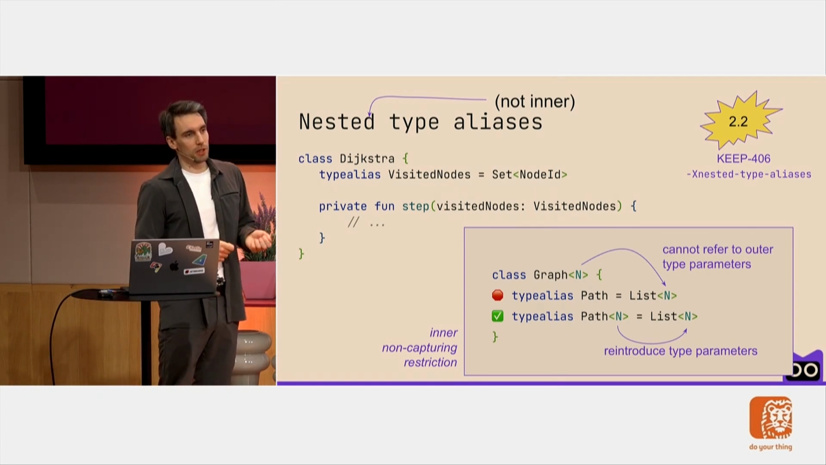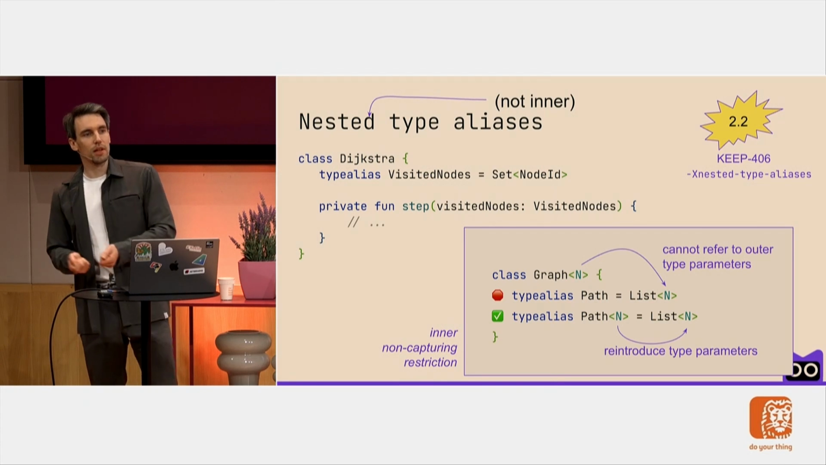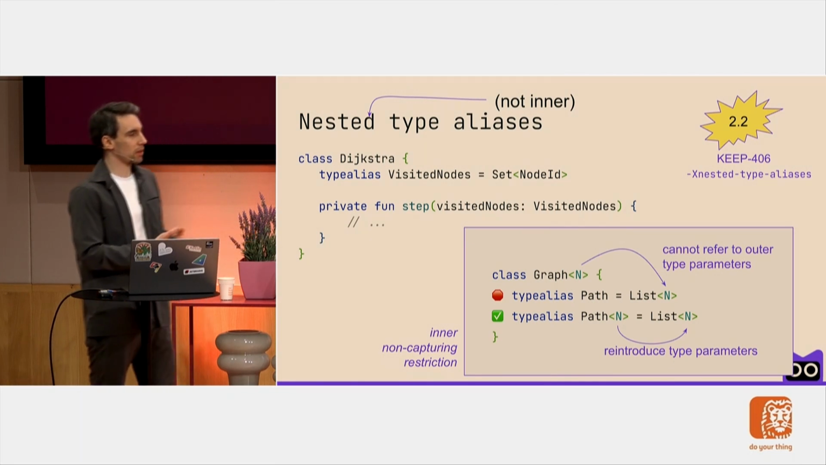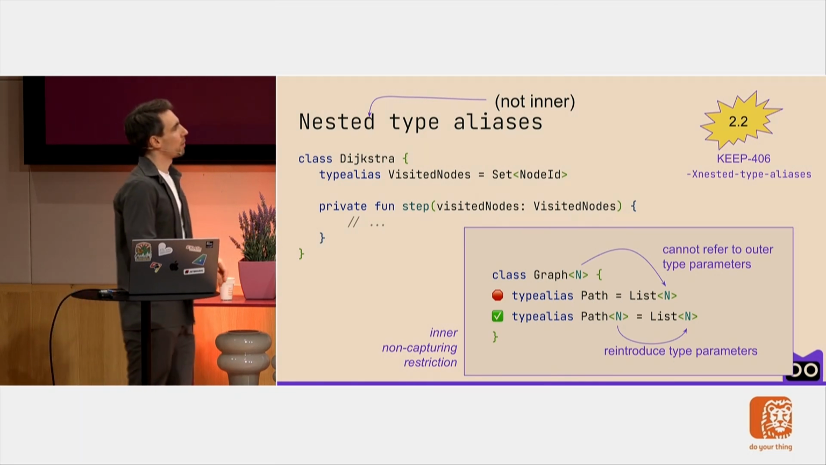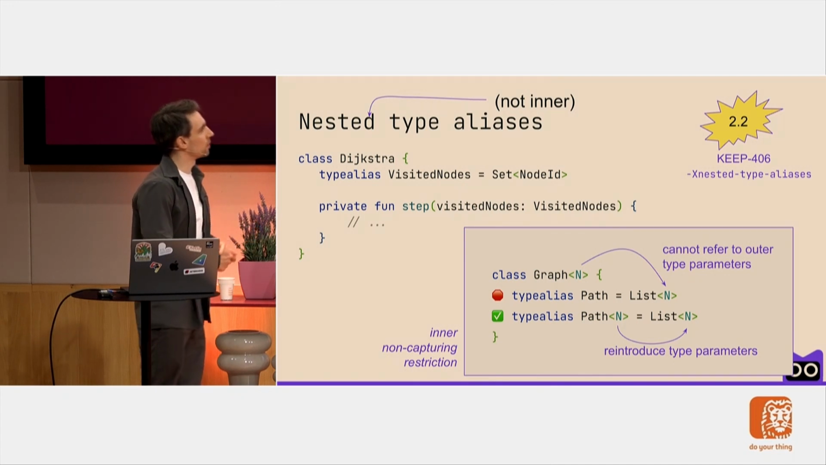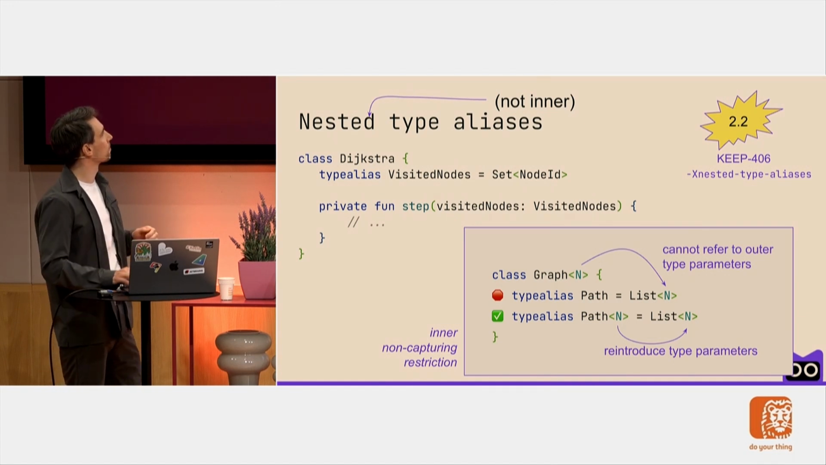And in future, if we decide to introduce a feature with type aliases that can capture generics, it should be called inner type aliases, just as we have inner classes that capture instances of the outer class and so on. And by default, type aliases, just like regular nested classes, are kind of static and don't capture anything. So we extended the language to allow type aliases here as well.